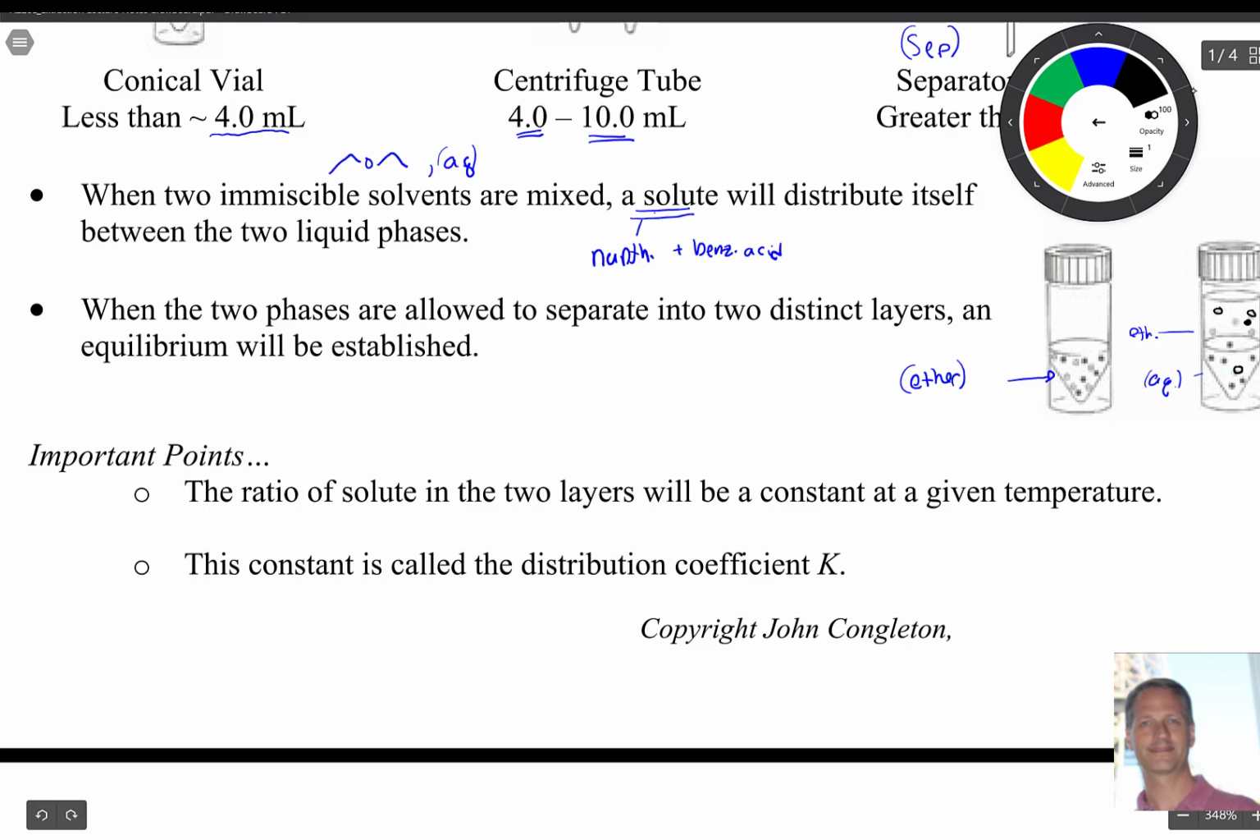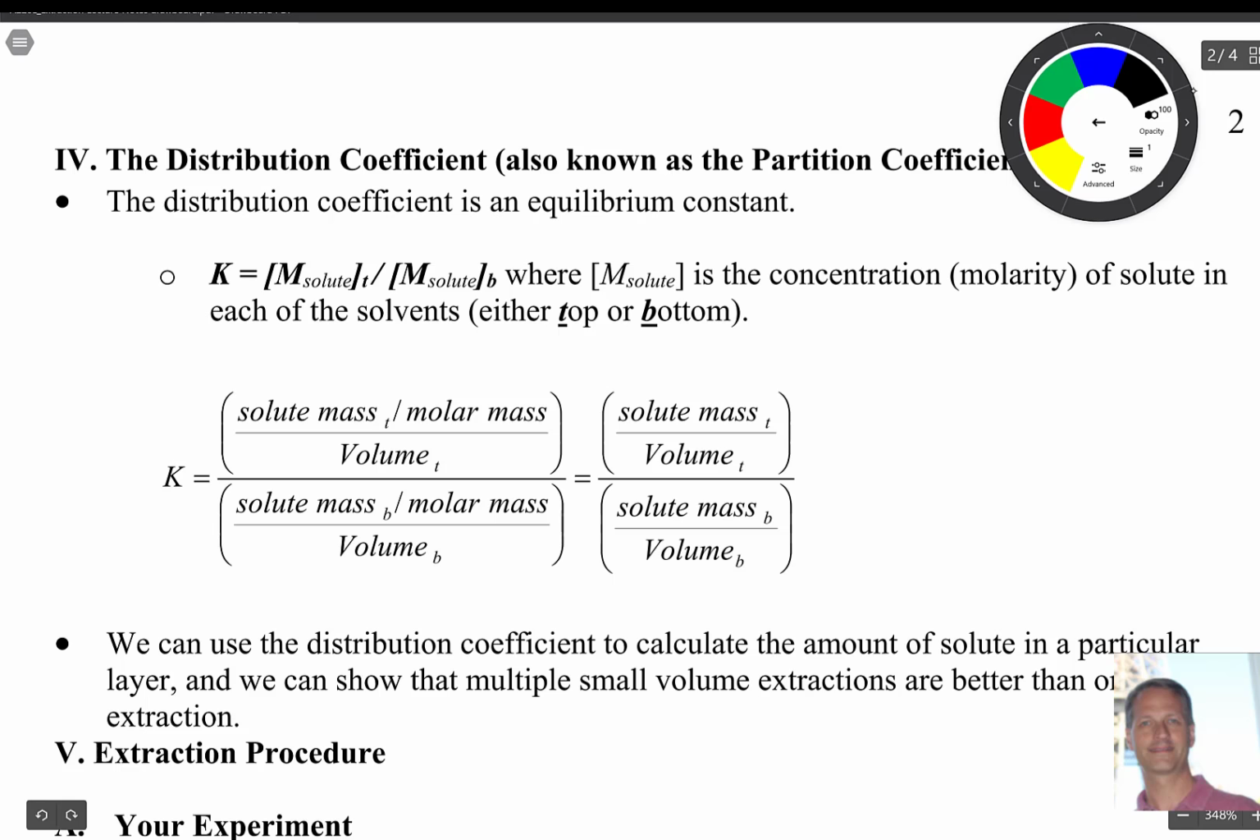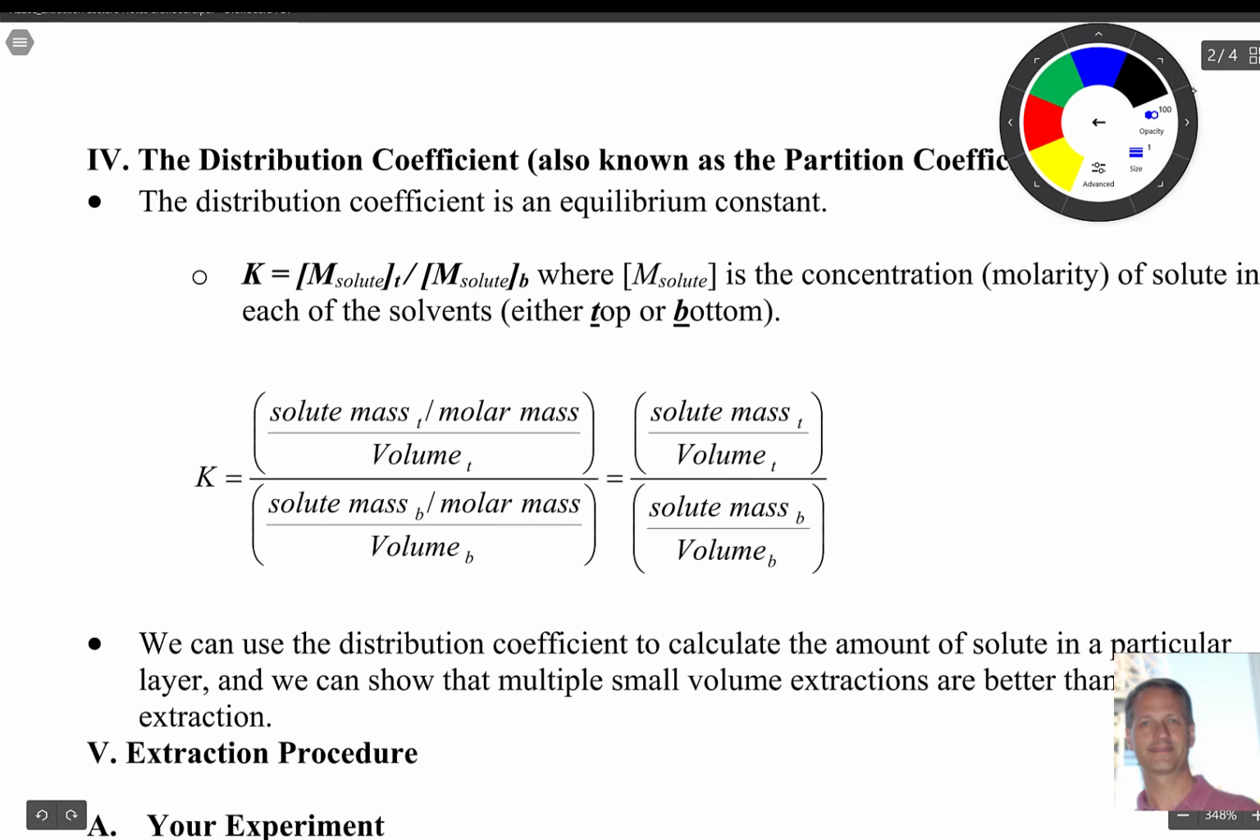And it's calculated the following way. That distribution coefficient, again, is an equilibrium constant. Numerically, it's equal to the molarity of the solute in the top layer, T for top, divided by the molarity of the solute in the bottom layer. It's pretty straightforward to calculate. Molarity is the solute mass divided by the molar mass, which gives the moles, divided by volume. That's molarity top, and down here, that's molarity at the bottom.